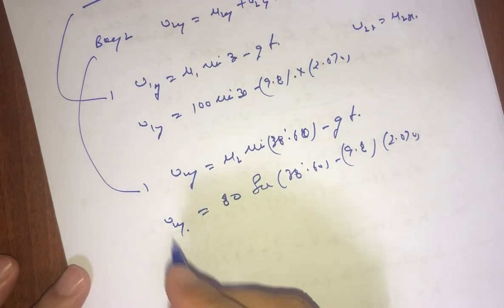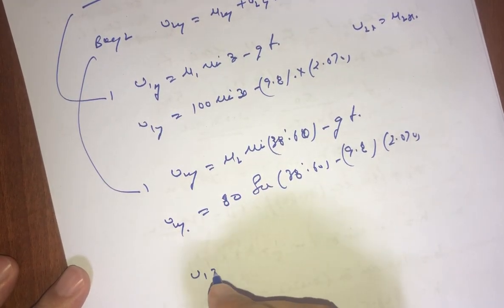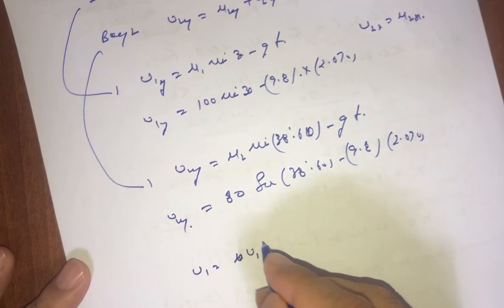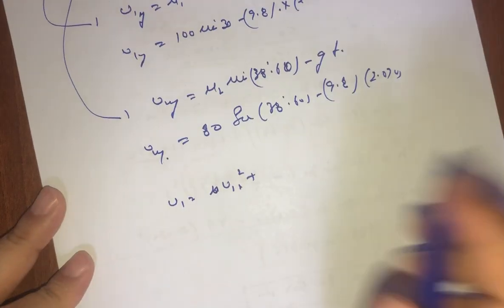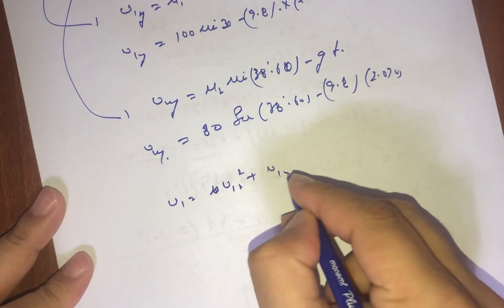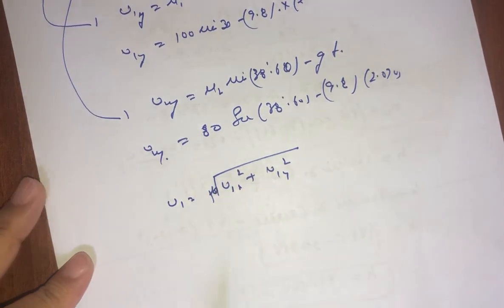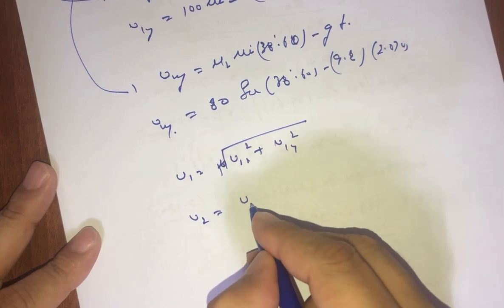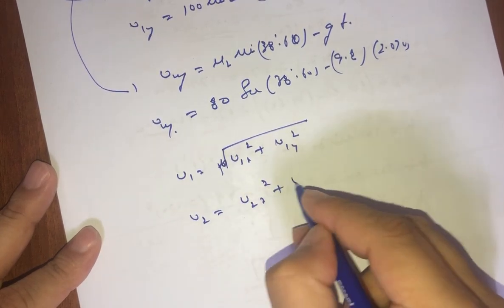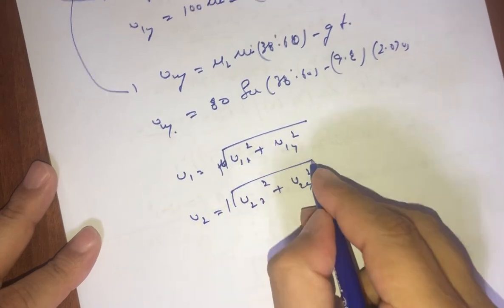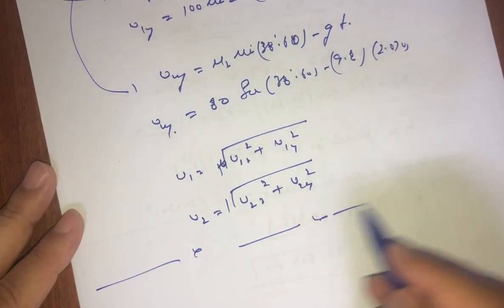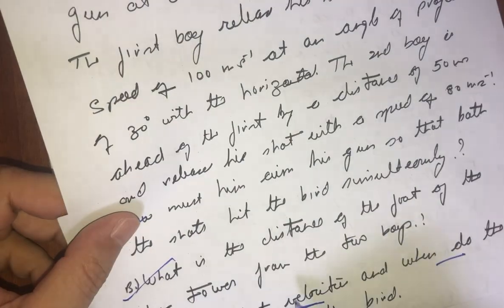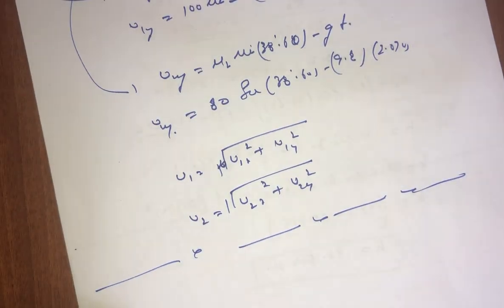So if the velocity of bullet 1 is given as v1, this will be equal to the square root of v1x square plus v1y square. Similarly, you can see that v2 will be equal to the square root of v2x square plus v2y square. This way we can find out the third part also, that is with what velocity they are going to hit the birds. Thank you.